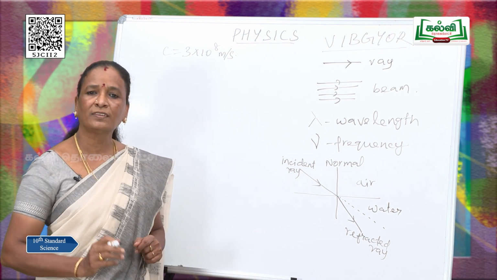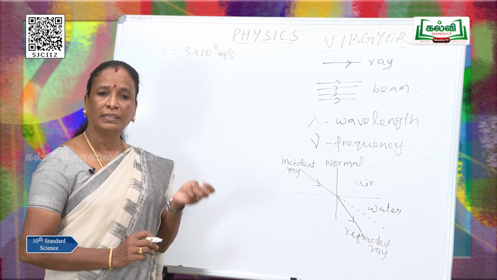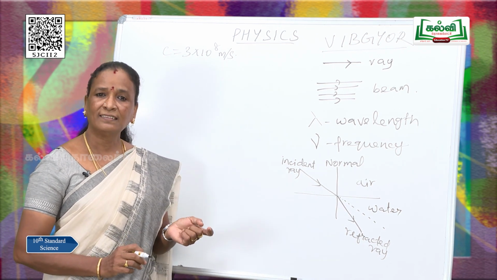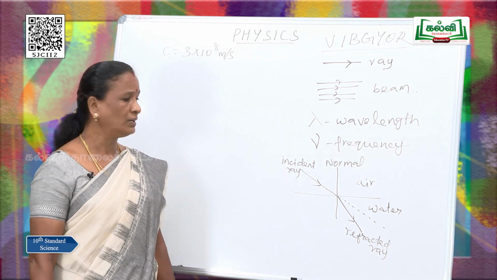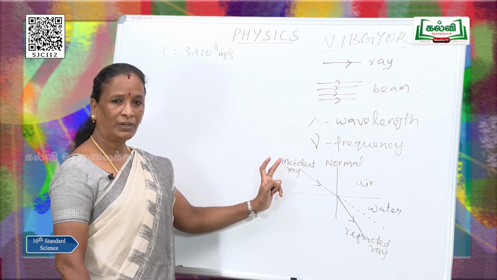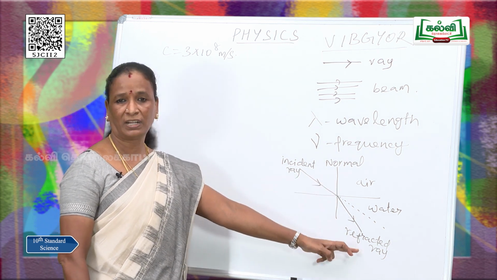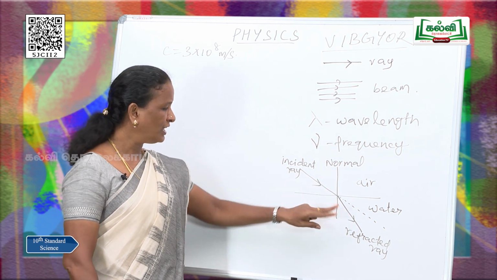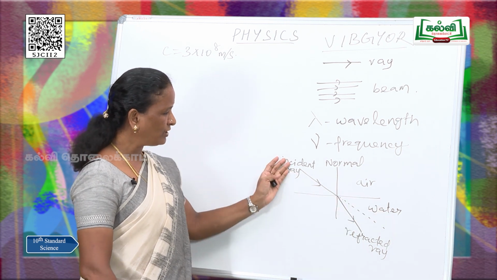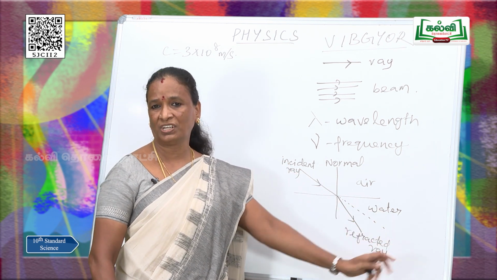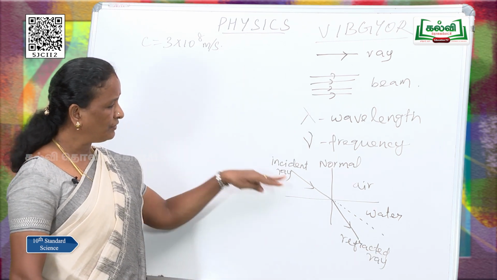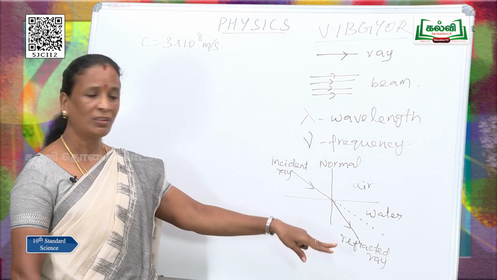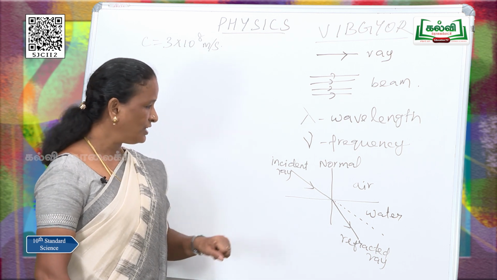Medium, you know very well. Some examples of medium are air, water, glass. If I ask you, you will answer it. Here, when light travels from air to water, if there were no water here, the path of the light would be a straight line. But the water is present here. When light travels from one medium to another medium, it gets refracted.